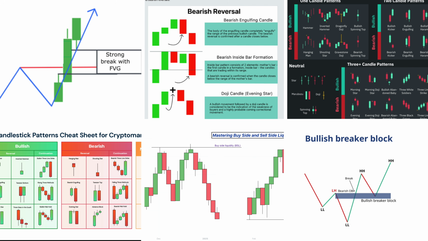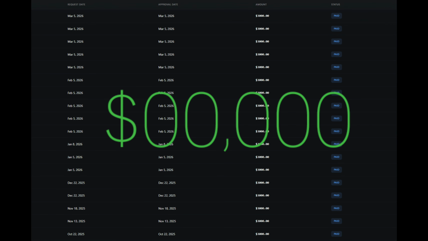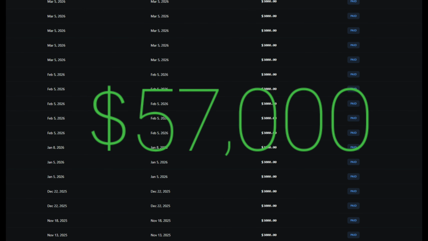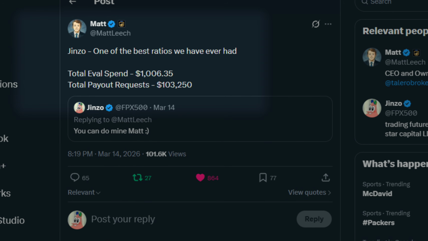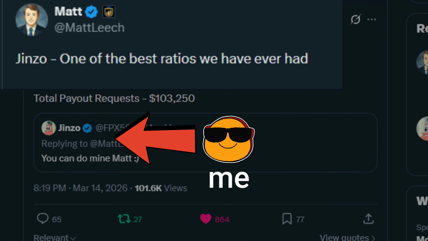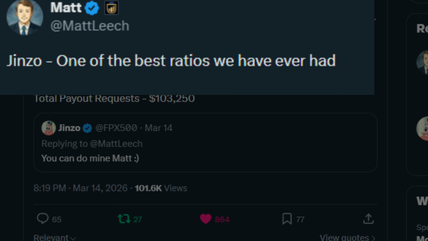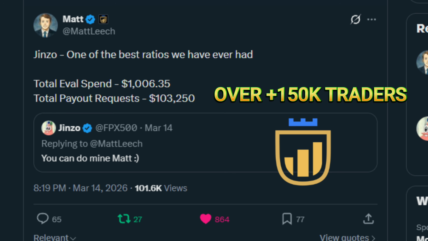Well, I'm not gonna straight up tell you what you should do. First of all, because no financial advice. But we can still go over a few Orderflow setups that helped me have $50,000 in payouts from Lucid Trading, one of the best prop firms out there, or making over $103,000 in payout with only $1,000 spent. Quote, one of the best ratios we've ever had. That is from the CEO of Mafu himself, which is also one of the best prop firms out there.